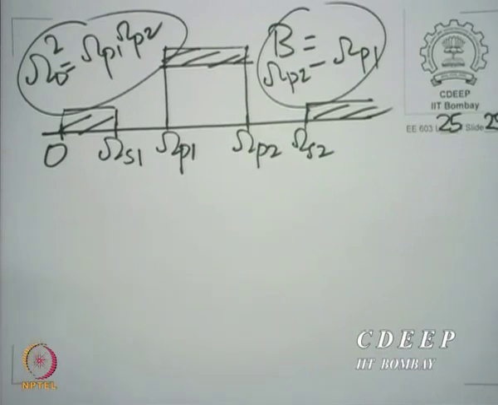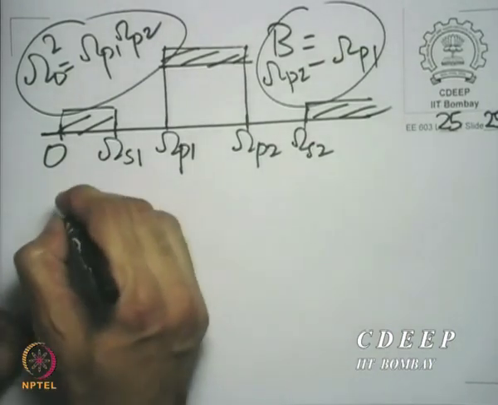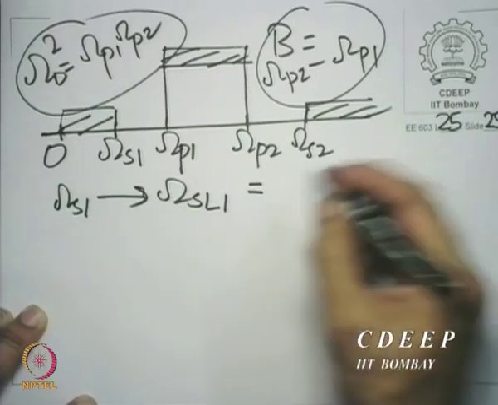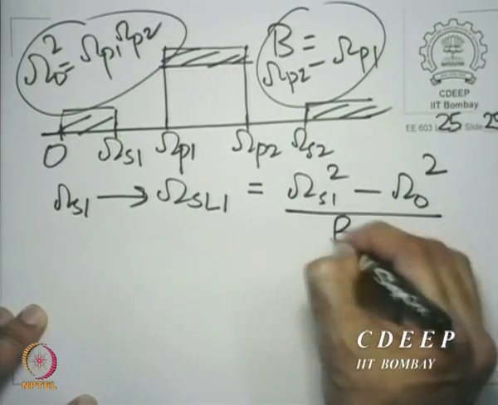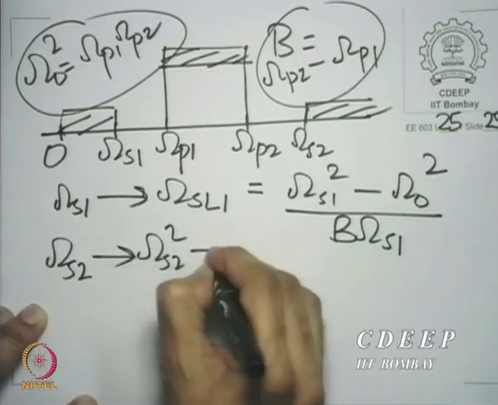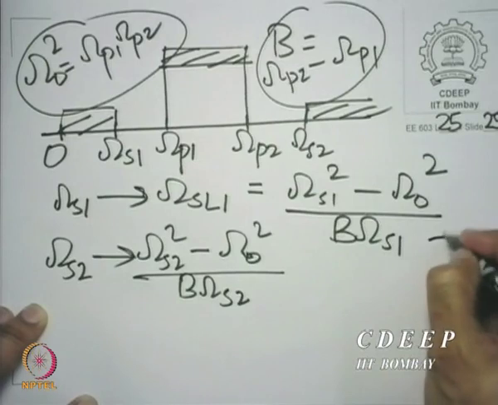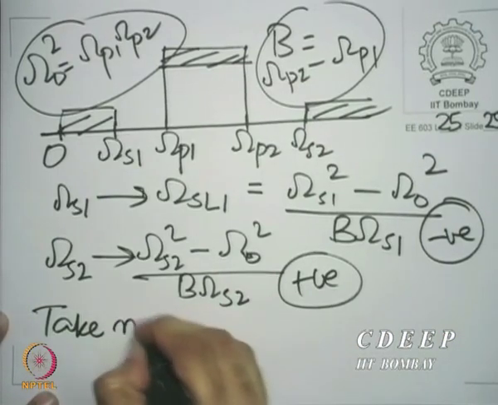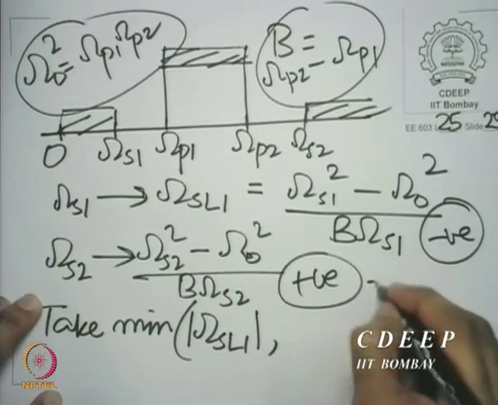Having taken that, the next step is to design a low pass filter with the following specs. You see, omega S1 would transform to omega SL1, where omega SL1 is omega S1 squared minus omega naught squared divided by B omega S1. And similarly, omega S2 would translate to omega S2 squared minus omega naught squared divided by B omega S2. Now, omega S1 would definitely be negative and this would be positive. Take the smaller of mod omega SL1 and mod omega SL2. This is omega SL2.